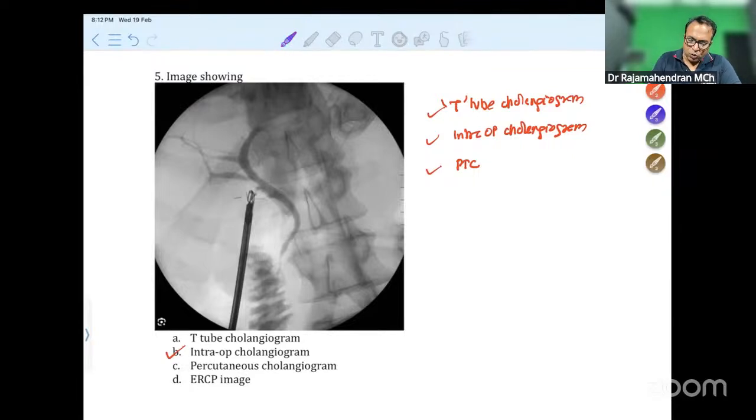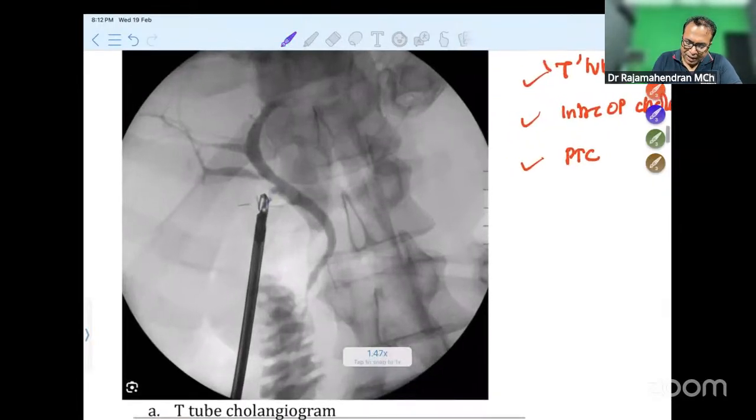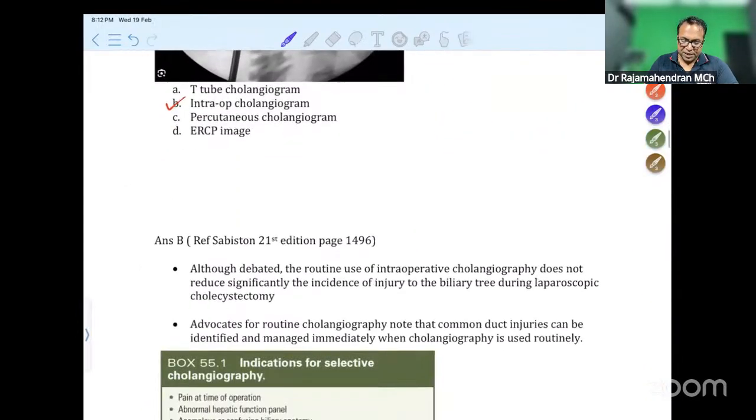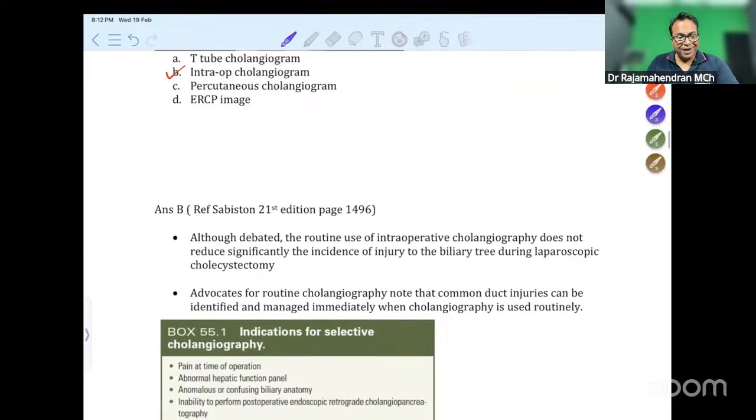You can see very classically, they have cannulated near the cystic duct and are pushing the contrast, and seeing the intraop cholangiogram image here. So although debated, the routine use of intraop cholangiogram does not reduce the incidence of injury to the bile duct.